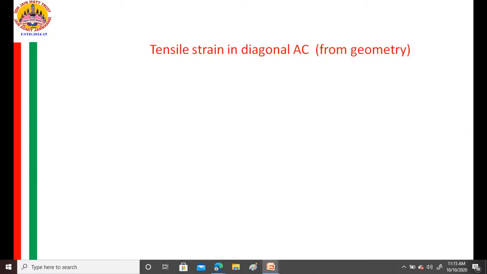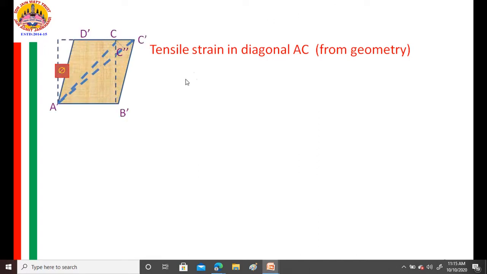Yes, the tensile strain in the diagonal from the geometry. I am focusing on this particular diagonal. This is the new length of the diagonal, AC dash. Original length is AC. Therefore, the linear strain is change in AC divided by original AC. What is the change in AC? AC dash minus AC is the change in AC and original is AC.